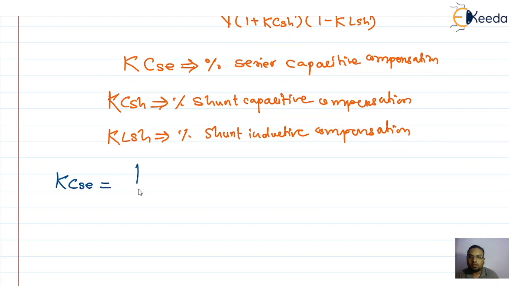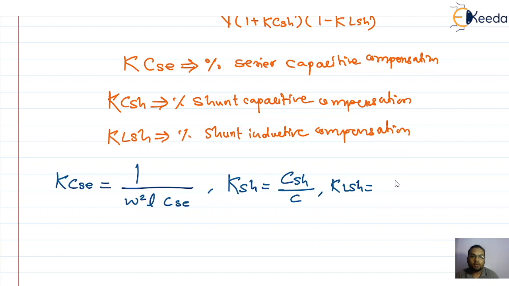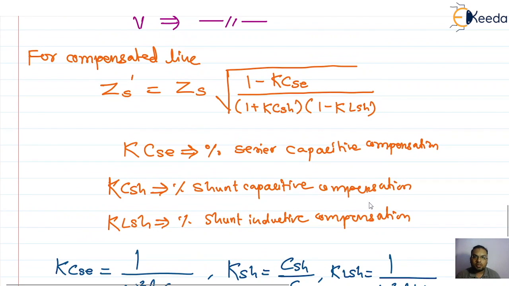KSE is nothing but 1 upon omega square, length of the line, then value of the series capacitor. Then this KCSH is nothing but CSH divided by C, and that KLSH is calculated as 1 upon omega square, length of the line, then value of the shunt inductance. So this is how we can calculate the surge impedance if the line is compensated.